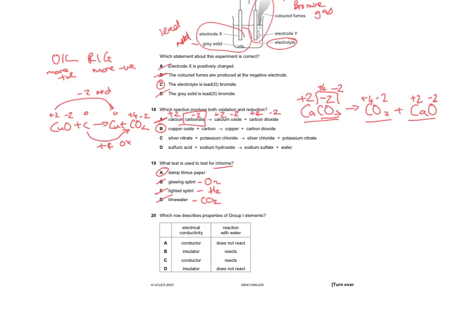Which row describes properties of group 1 elements? So electrical conductivity. So group 1 elements, they are metals. Okay, so they're going to conduct because they're metals. Reaction with water, well, group 1 elements, think about Brainiac. We watched the bathtubs explode, they definitely react with water. So the answer to 20 is C.